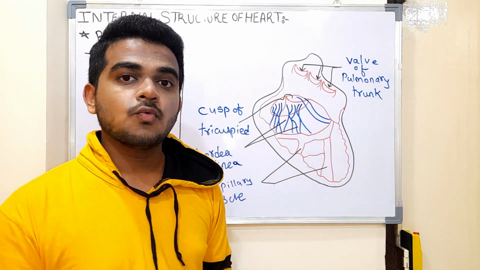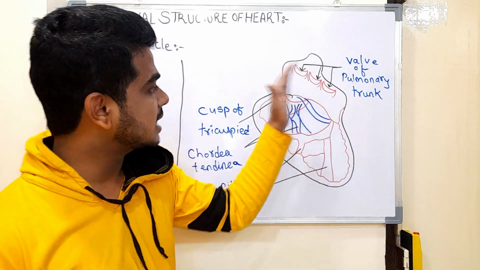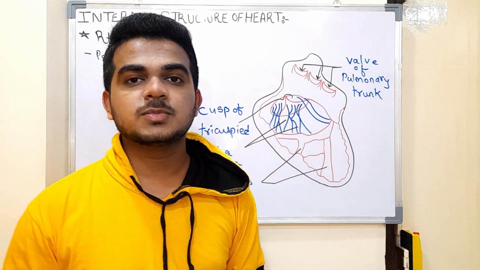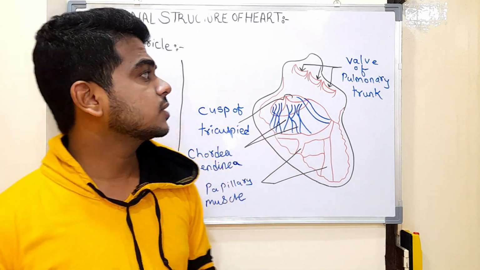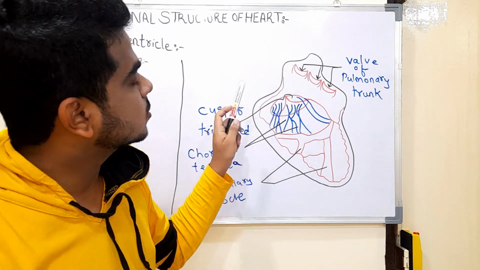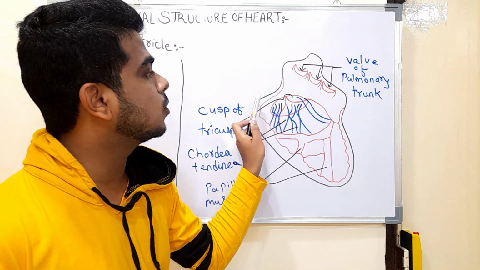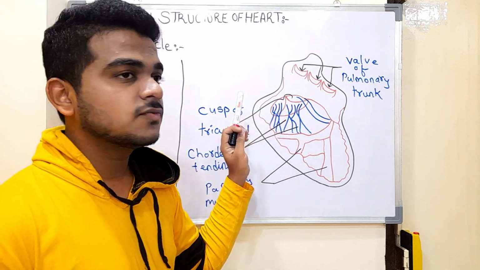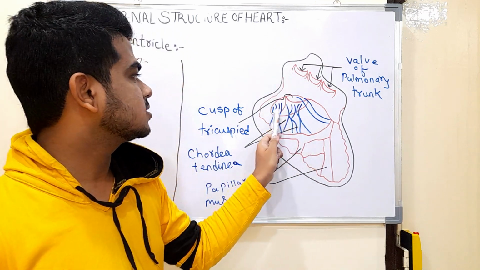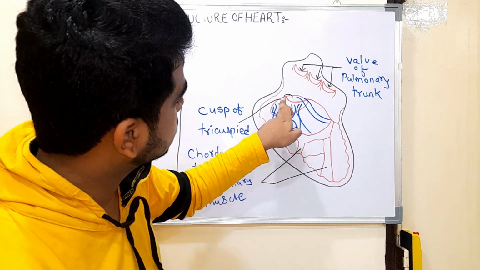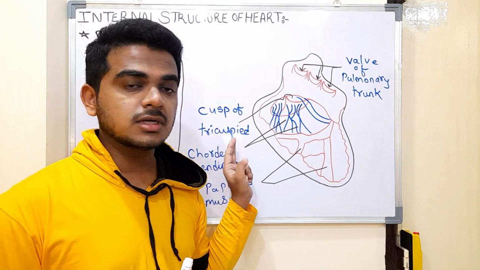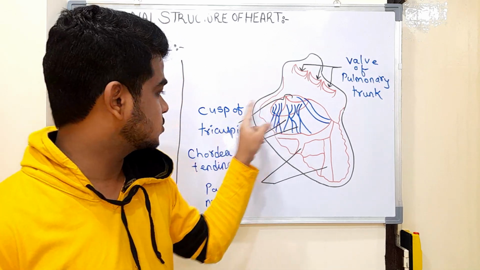Okay, so next point, what is the interior? Interior means inside the heart, inside the right ventricle, what exactly structures are present, we have to write one by one. Inside the right ventricle, there are cusps of the tricuspid valve. Here is the orifice of the tricuspid valve, which opens when the deoxygenated blood passes from the right atrium to the right ventricle. At that time its cusps are open. These three cusps, 1, 2, 3 flaps, are open. So that is the cusps of the right tricuspid valve. This structure is present.